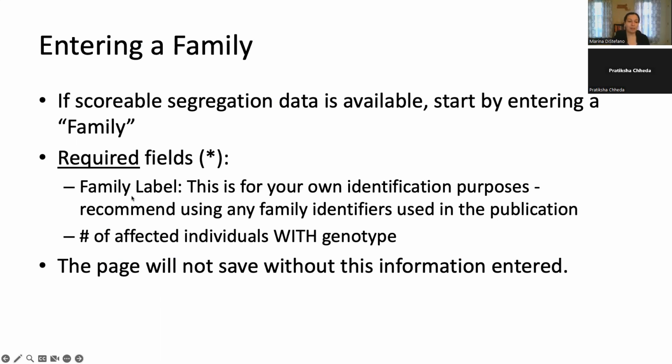Similar to the proband label, you would never want to make it generic because then that can cause confusion when the interface aggregates things. So oftentimes I will list the first author's last name underscore the family. If there's a published family label, you can use that too. Just make sure that it's unique enough. And then what also is required is the number of affected individuals with the genotype. The page will not save without this information entered.